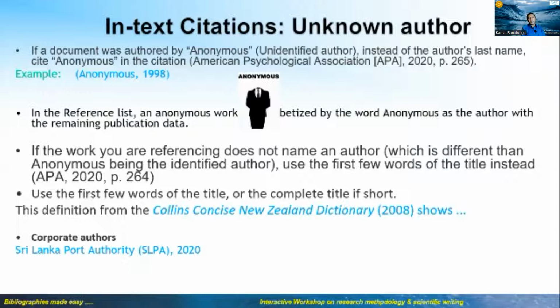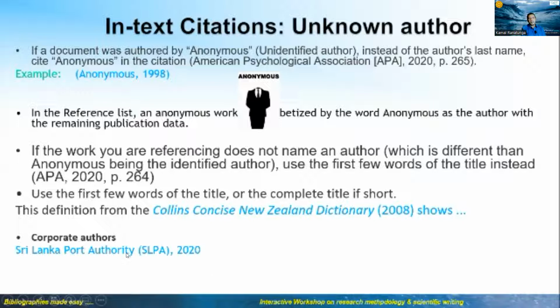In that case, it's better not to use the term anonymous. Rather, you sometimes use the abbreviated version of the title, or if it is an organization name, like an FAO publication or an FAO website, you just give the FAO instead of using anonymous. And I have given an example here.